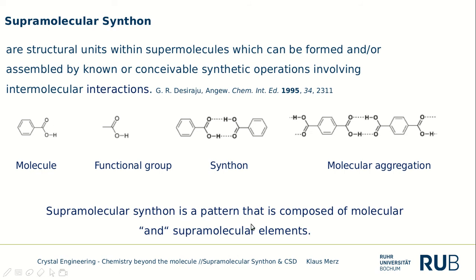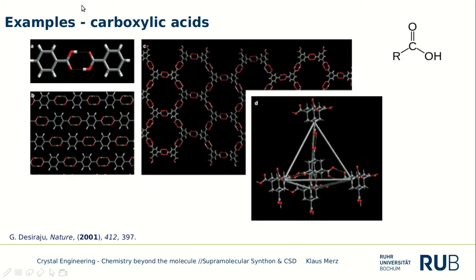A supramolecular synthon is a pattern that is composed of molecular and supramolecular elements. Both together is the synthon. So not only the hydrogen bond, but both together. An example here, carboxylic acid. You can use it, for example, to build up linear, one-dimensional chains. You can build up layers, and in this case, you can build up three-dimensional networks.